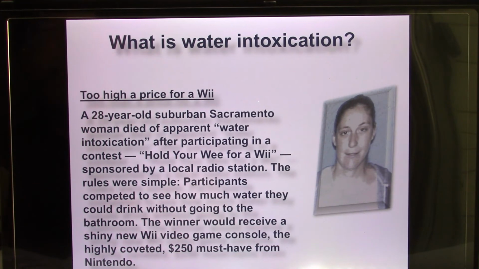It's called water poisoning or water intoxication. So now you know everything in your body needs to be just right. Water is important. You need to drink water. But when you drink too much water too quickly, it can be dangerous. It's water poisoning.